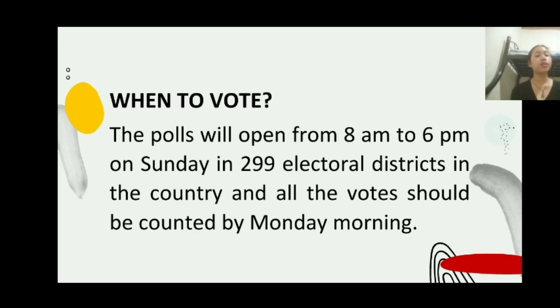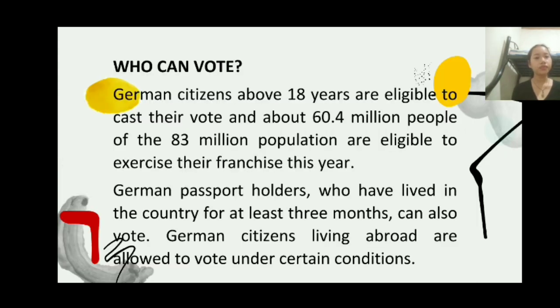When to vote? The polls will open from 8 a.m. to 6 p.m. on Sunday in 219 electoral districts in the country, and all the votes should be counted by Monday morning. Who can vote? German citizens above 18 years are eligible to cast their vote, and about 60.4 million people of the 83 million population are eligible to exercise their franchise this year.